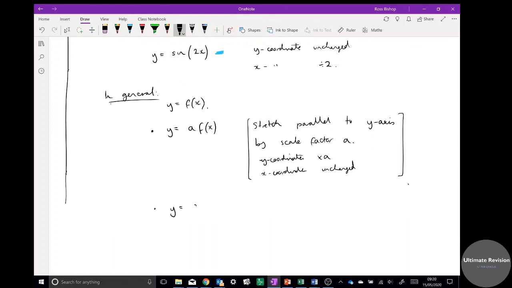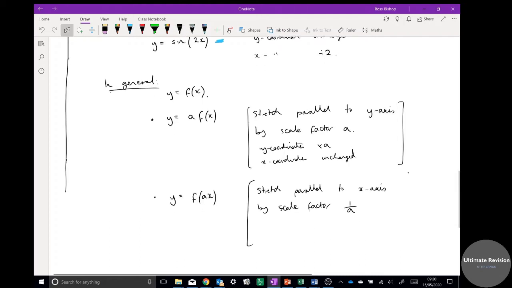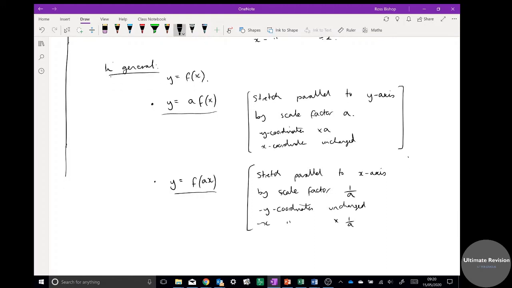Second case is if you've got y equals f(ax). Now have a think about what we did with the sine one. This is going to be a stretch parallel to the x-axis, but this time it's shrinking, so it's by scale factor 1 over a. And then in reality here, y coordinates unchanged, x coordinates you times by 1 over a, or you divide by a. So they're the two cases there.